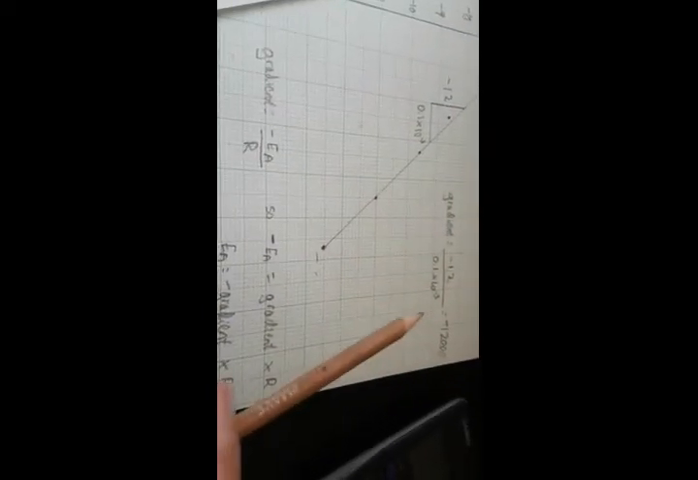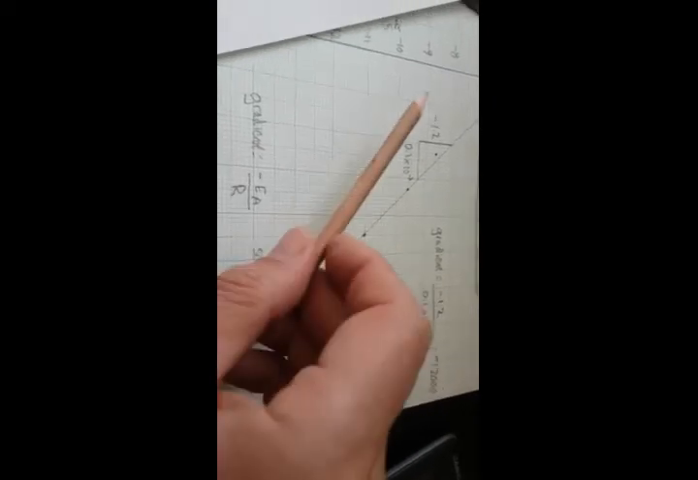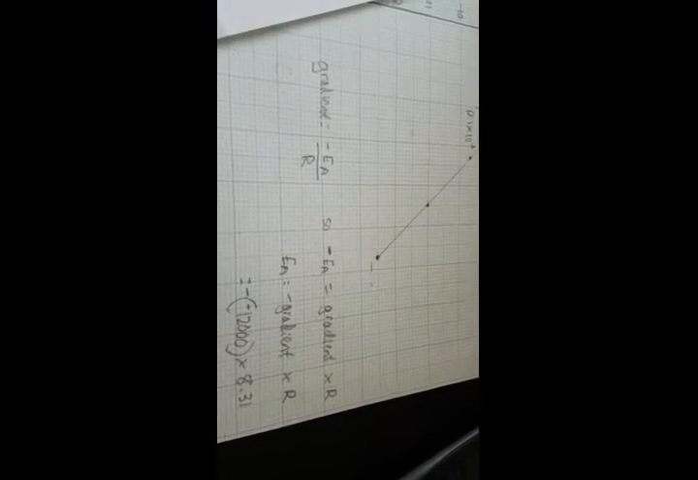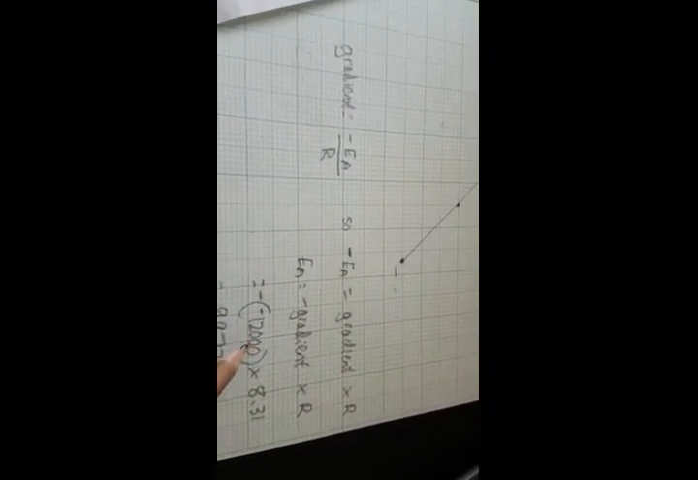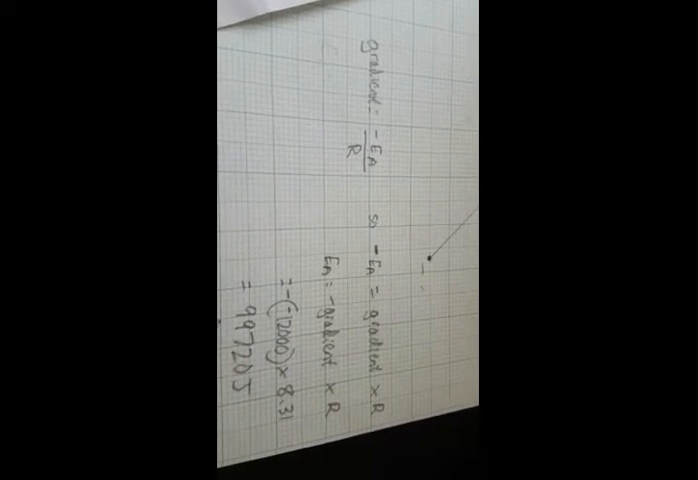Gradients of these graphs always come out as negative figures. They've always got a negative slope. But because in this expression we put minus gradient, you always end up removing the minus sign at this stage anyway and coming up with a positive number.